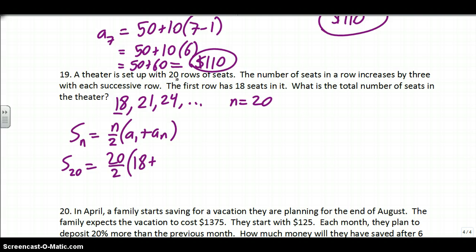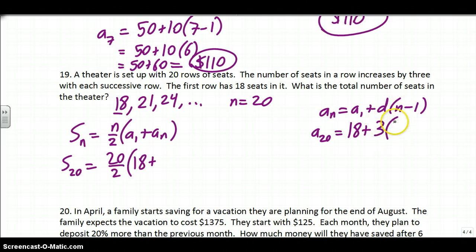We have an unknown, so I have to go to my explicit formula for arithmetic. I need to know how many are in the 20th row, so I take the first, plus I'm adding 3 each row. That's what d is, times n minus 1. So let's see, how many exactly are there going to be in the last row? There will be 75 in the last row.